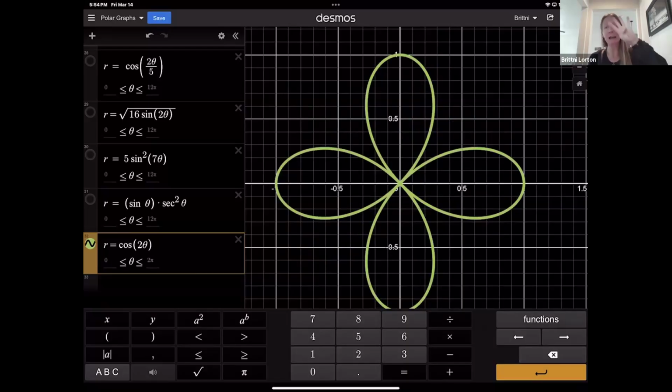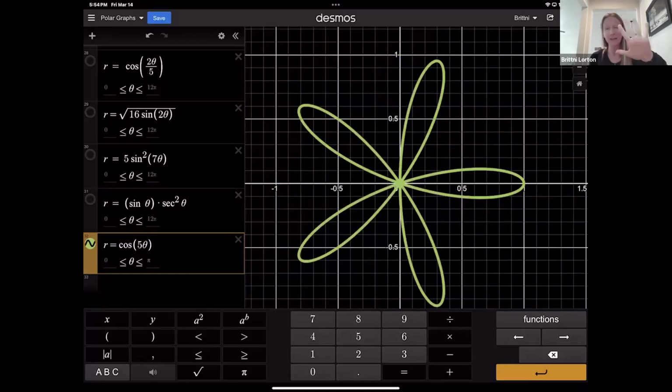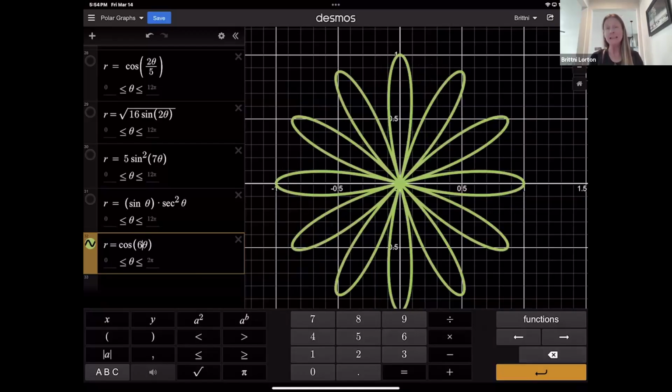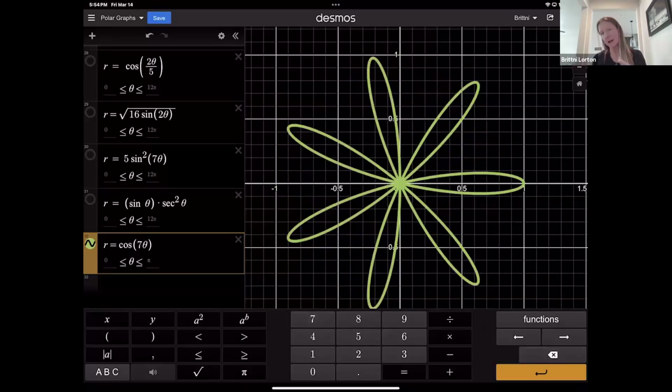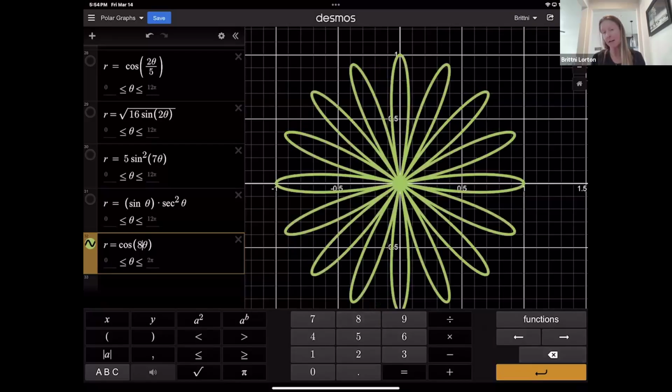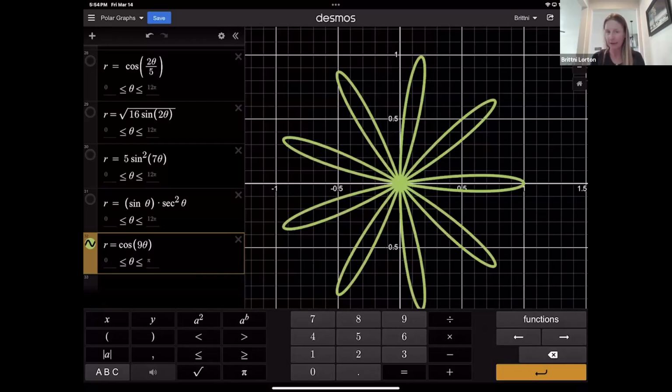When it was 2 on the inside, I had 4 petals of that rose. When it was 5 on the inside, I had 5. When it was 6 on the inside, I have 12. When it was 7 on the inside, I had only 7. When it was 8 on the inside, I had 16. When it was 9 on the inside, I had 9. So these roses, if it's even on the inside, you double the amount of petals. If it's odd on the inside, that's how many petals there are in that rose.